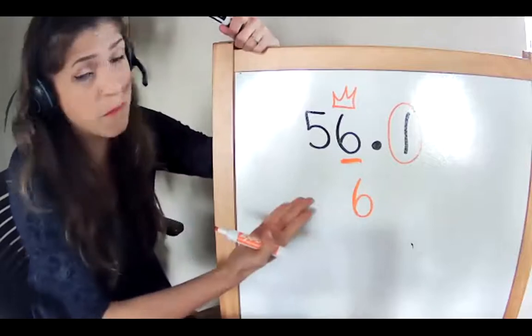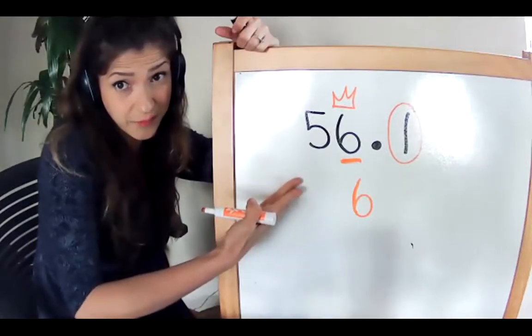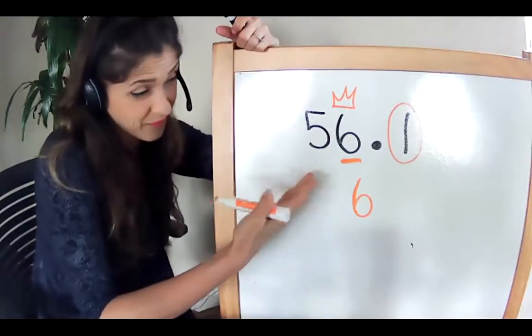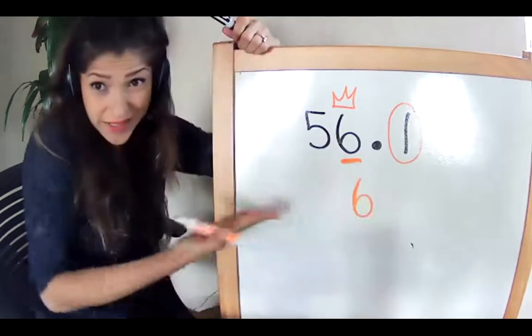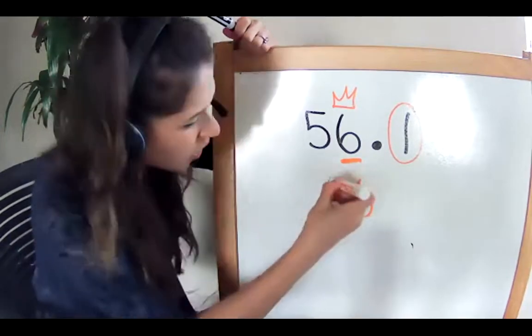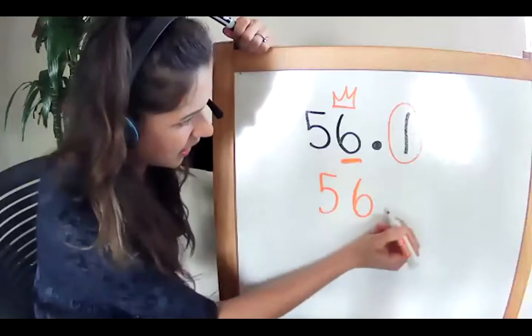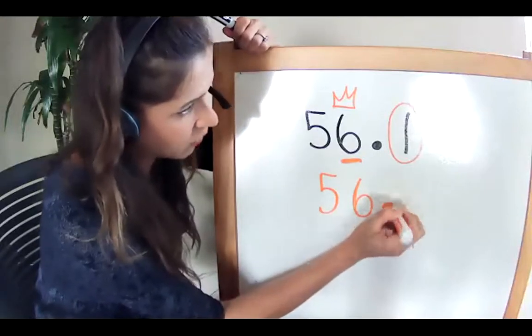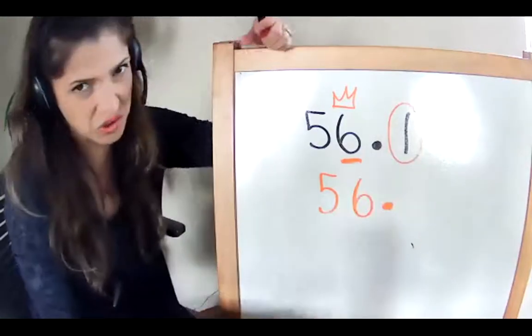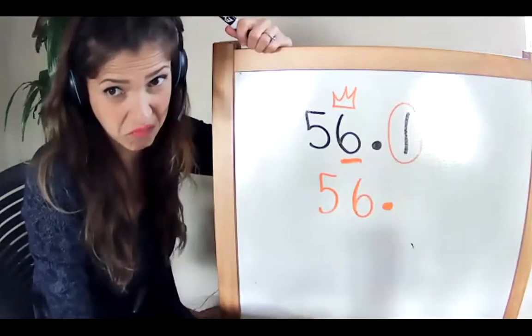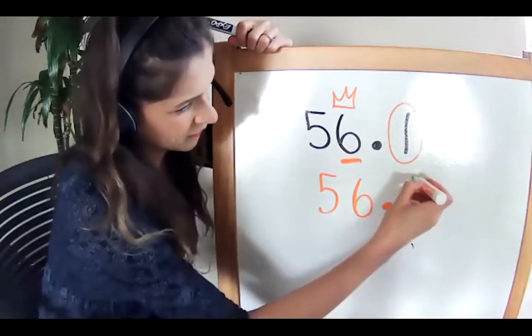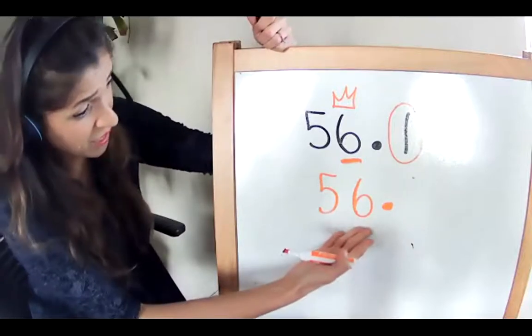Everything before the 6 is nothing. 0. It's part of the royal family. It stays the same. Don't forget to bring your decimal point down. What happens to this royal subject? It goes to 0. The subject only gave me 1 gold bar. It gave me nothing. Nothing.